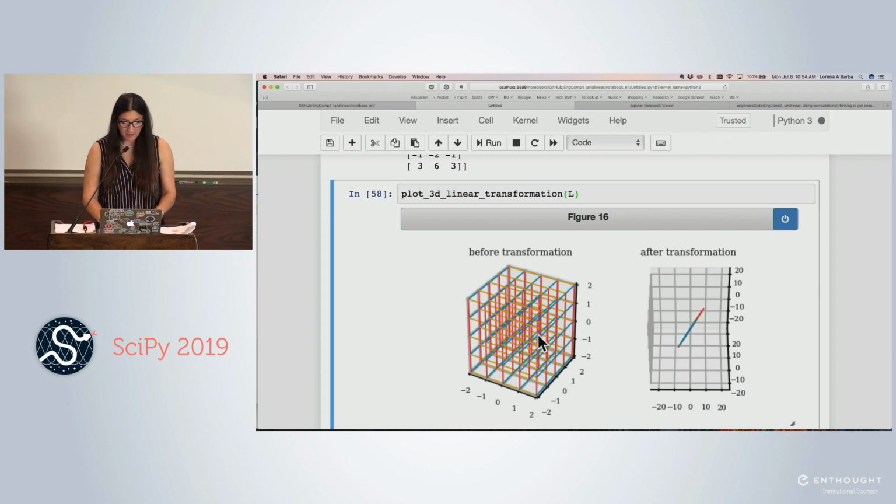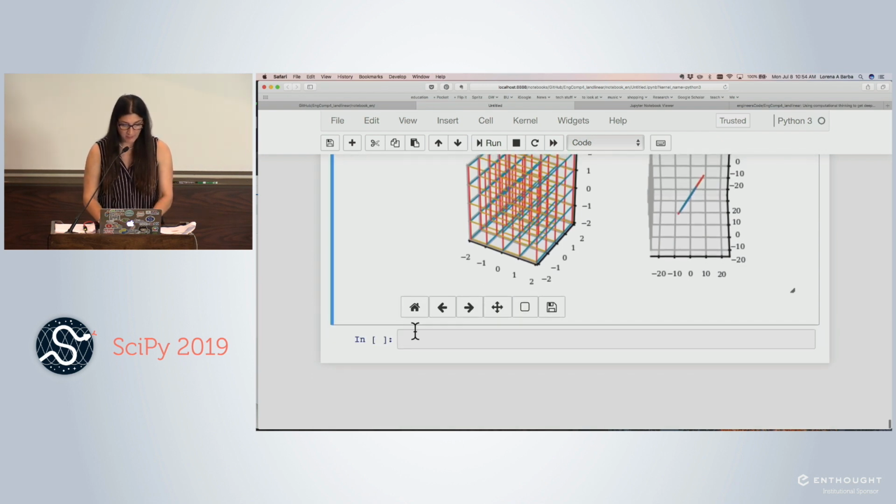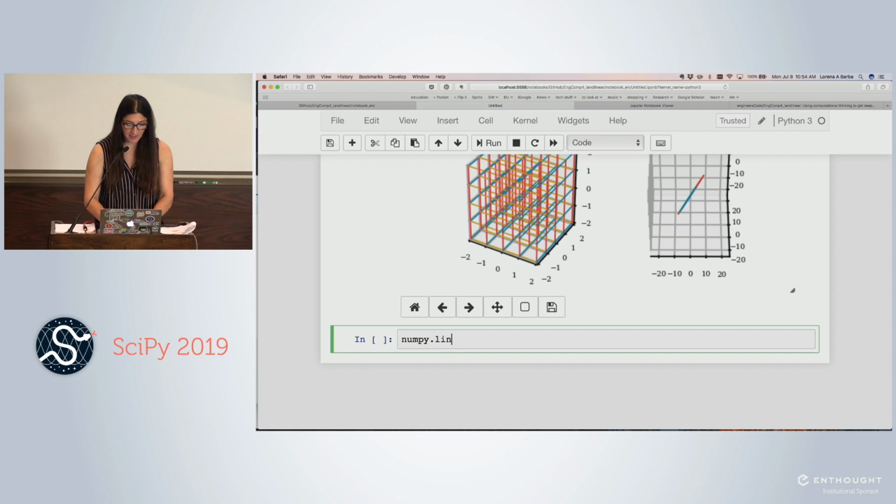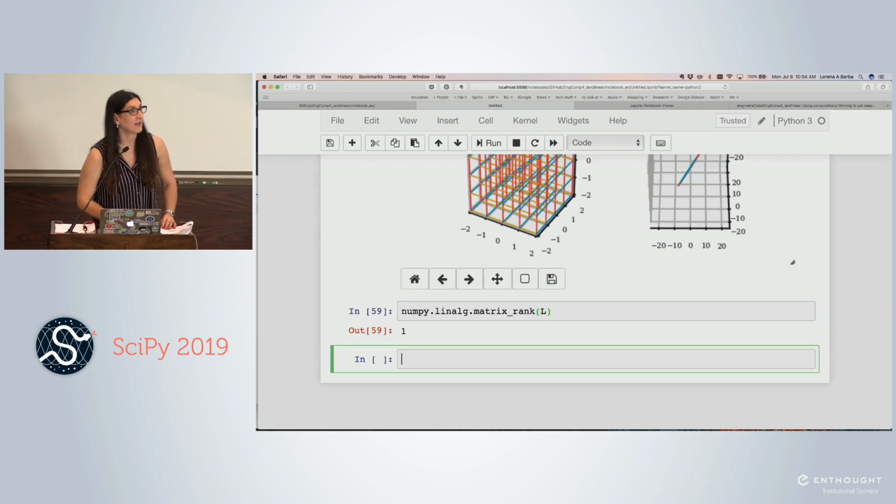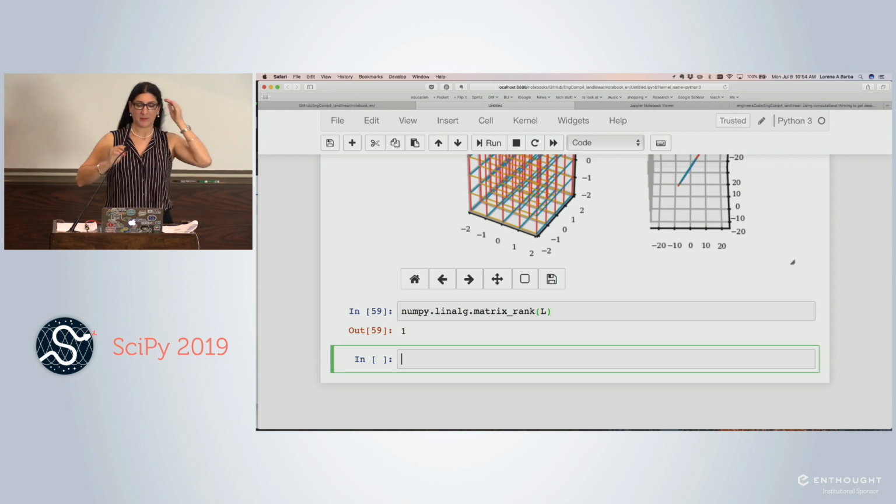And in fact, if you were to check with numpy.linalg.matrix_rank for L, you get 1. The rank of L is 1, which means the dimension of the space spanned by the columns of L is 1. All the vectors that were transformed by L land on that same line, a one-dimensional space.